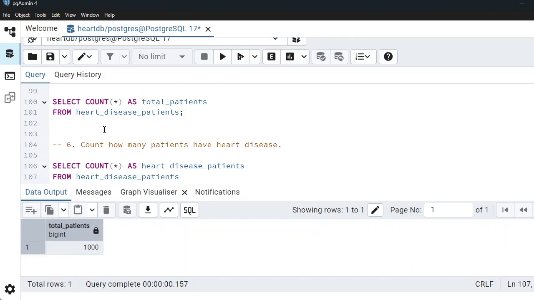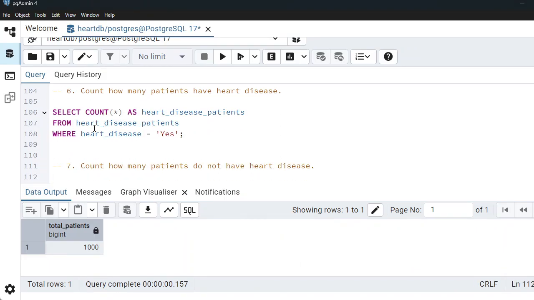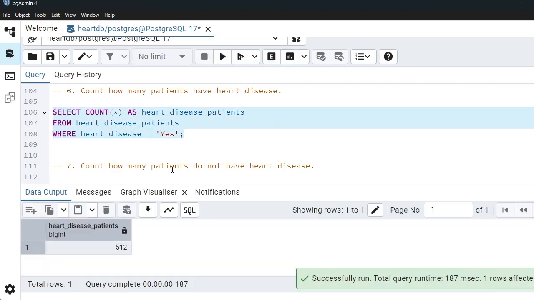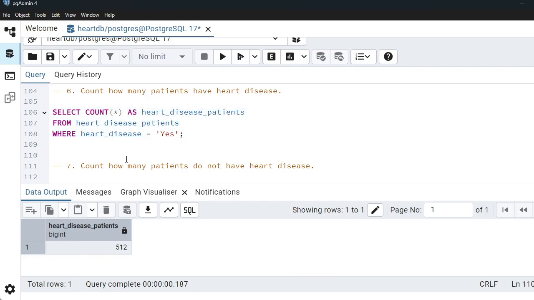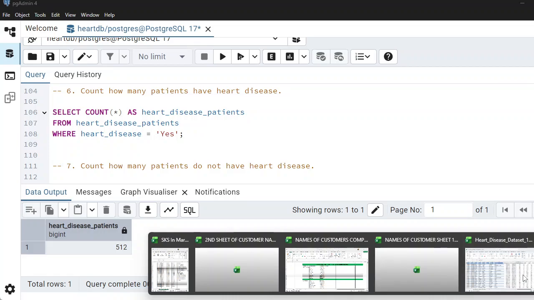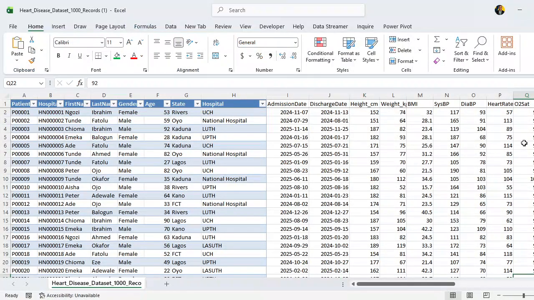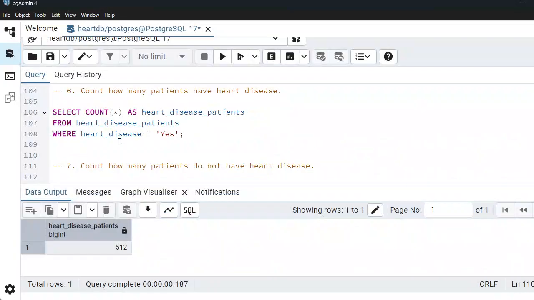So now, let's come here into this space. The next question says to count how many patients have heart disease. Select count as heart disease patients, and when you run this, it's going to show you the patients that have heart disease. All the people that have heart disease in the data set are yes, and those that don't have it are no. You can indicate them by this value. So just filter it. Where is filter in SQL? We use the WHERE clause to filter our data.